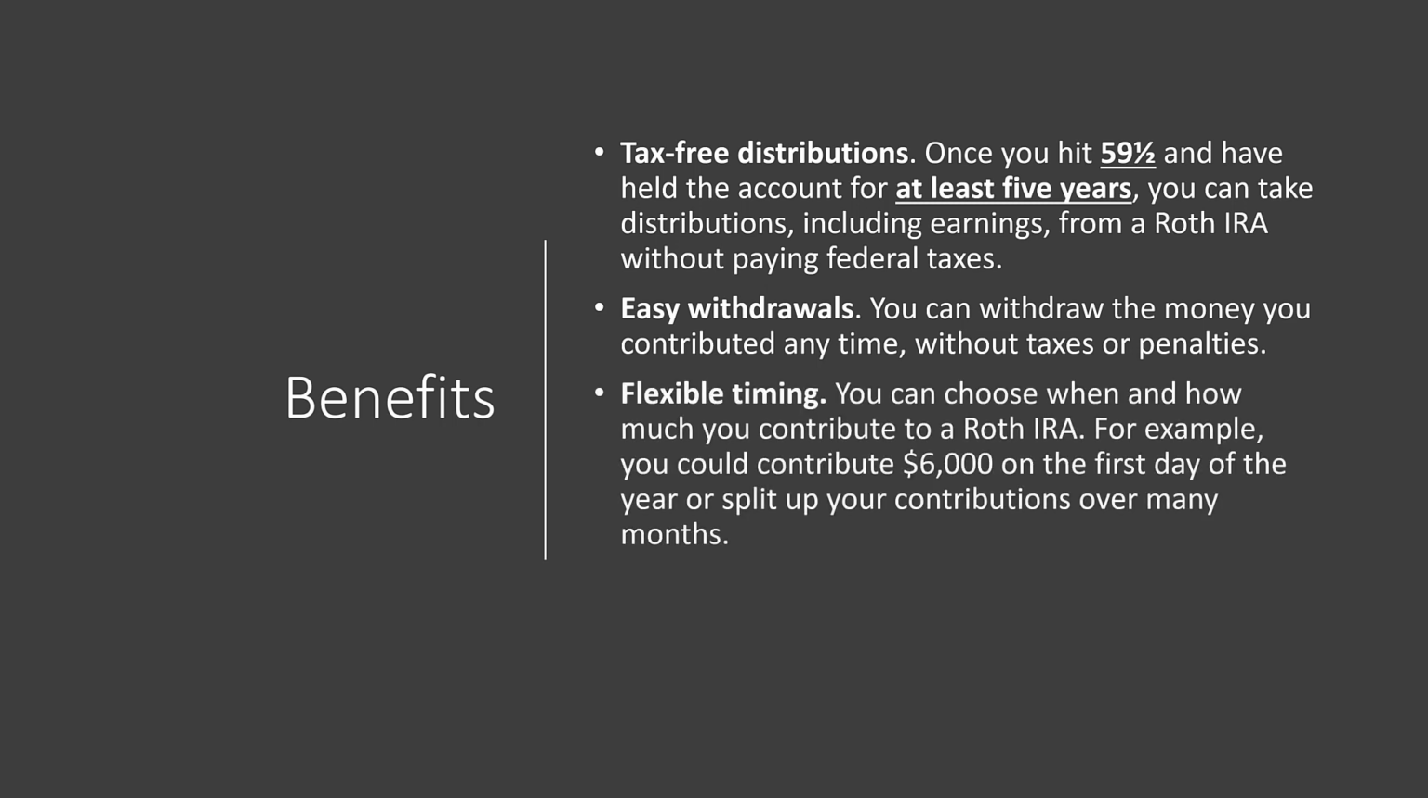Now, one of the other benefits is flexible timing. You can choose when and how you contribute to a Roth IRA, as I mentioned. You can put all $6,000 in on the first calendar day, so January 1st. You could do $1,000 a month for 6 months. You choose how you want. The only limitation is the $6,000 is what you're able to contribute per year. So it doesn't matter how often you contribute, as long as that threshold is met. That is the maximum that you're allowed to put into your Roth IRA per calendar year.